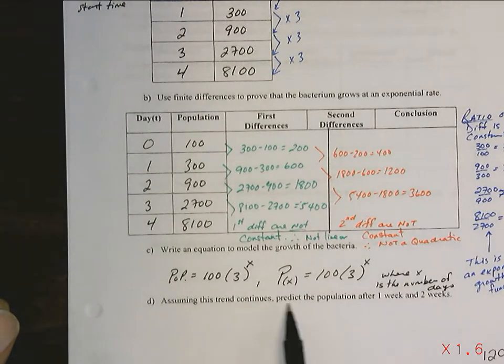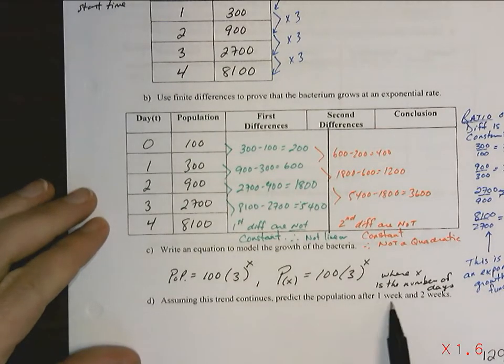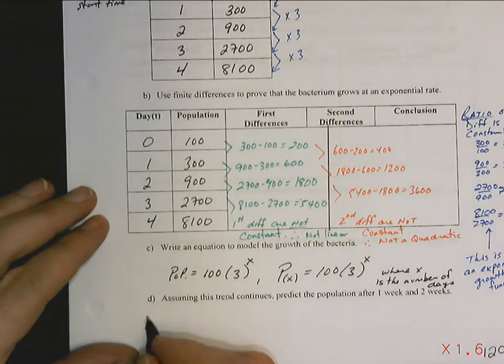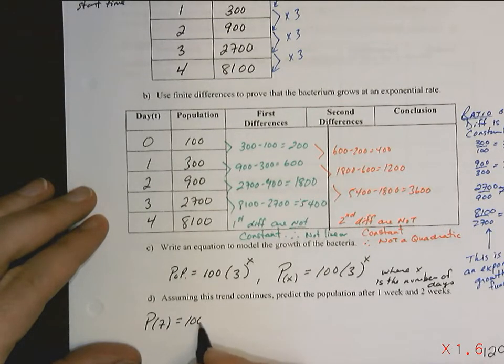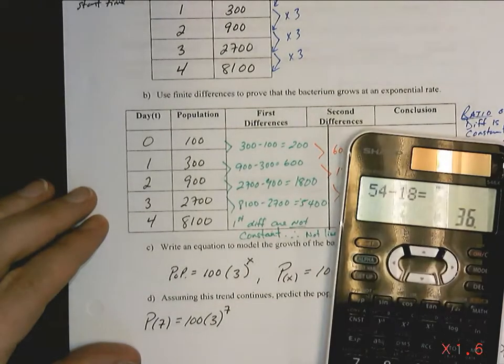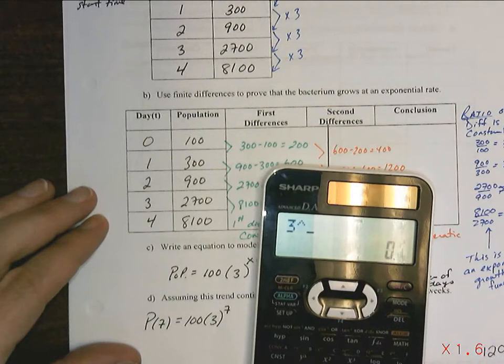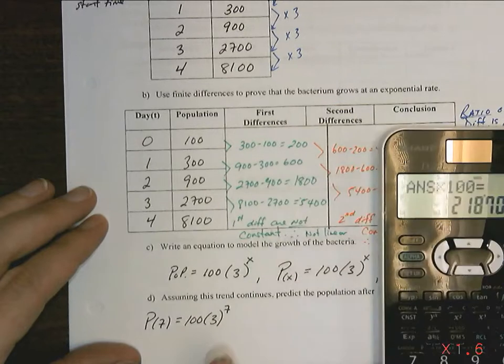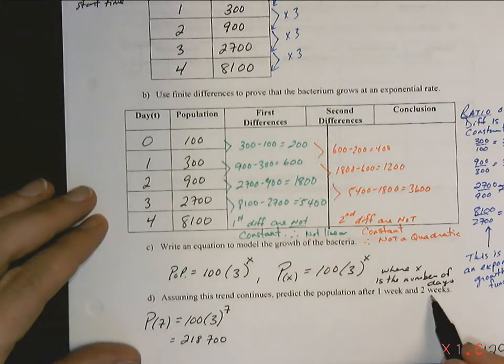Assuming this trend continues, predict the population after 1 week and after 2 weeks. Now notice that this is in weeks. We have an equation that's modeling in terms of days. So the population for the first week would actually be 7 days. So that's going to be 100 times 3 to the 7. So using our calculator, it's 3 to the exponent 7 equals, times 100, and I get 218,700 bacterium.